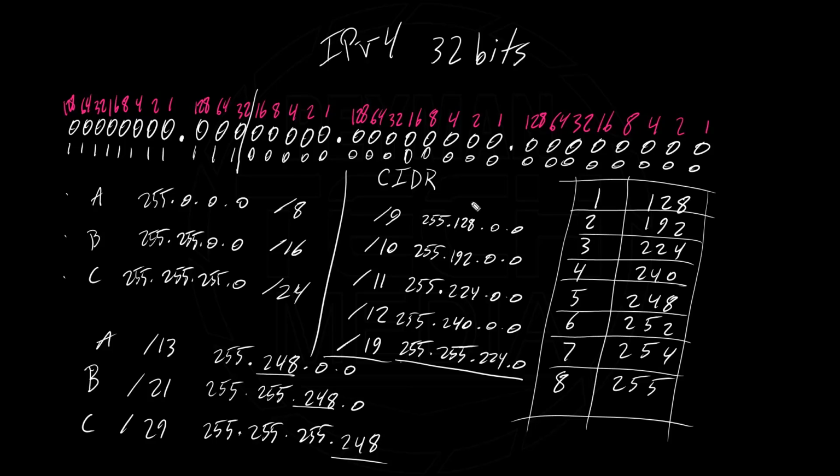And how can we subnet a network? By simply using a classless subnet mask, which is done by borrowing bits from the host bits, rather than using the default subnet mask.